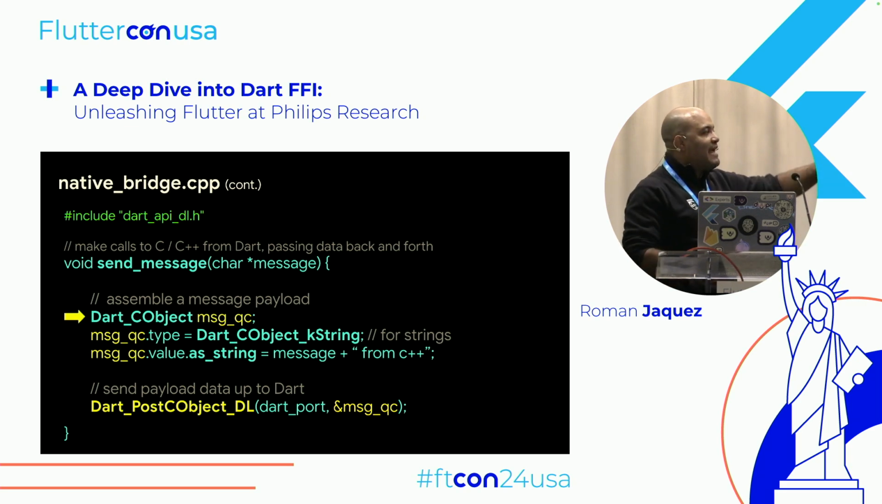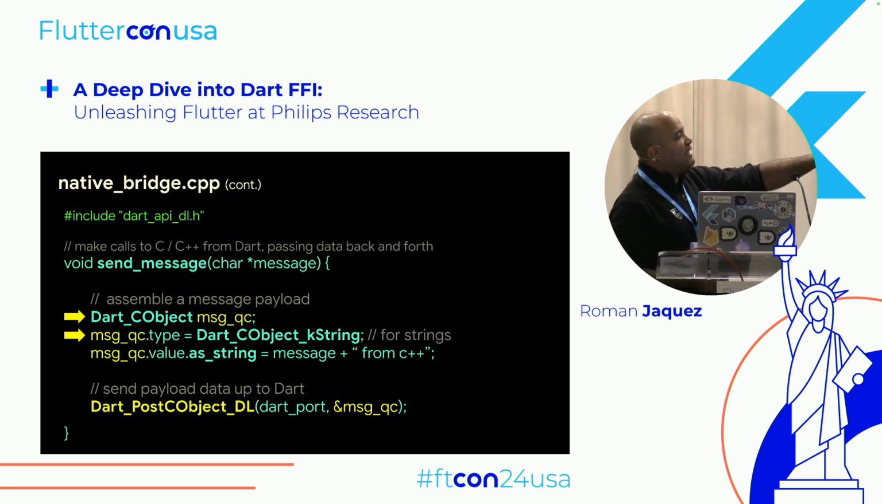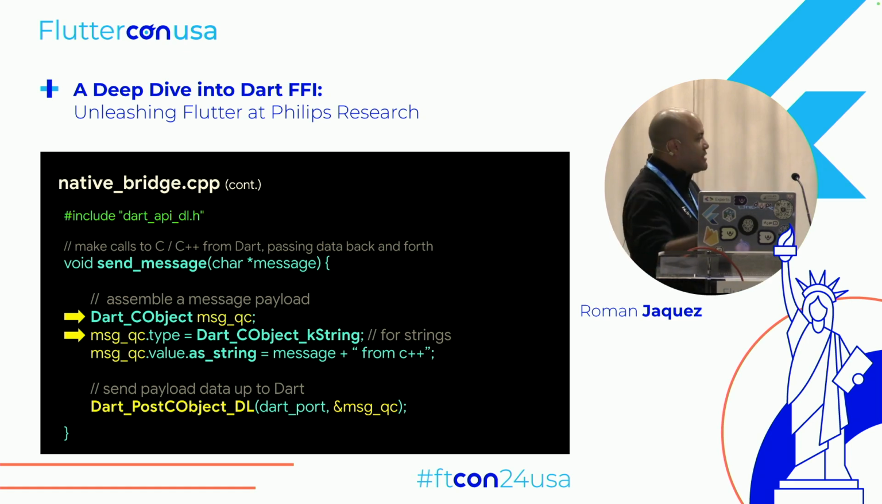You create a struct called Dart_CObject. The Dart_CObject struct is the representation of the information that you're going to send to Dart, but in C. Then the Dart_CObject has a type, and it has many types. This is again part of the Dart FFI, the Dart API. So you have kString, kDouble, kTypedData for byte arrays.